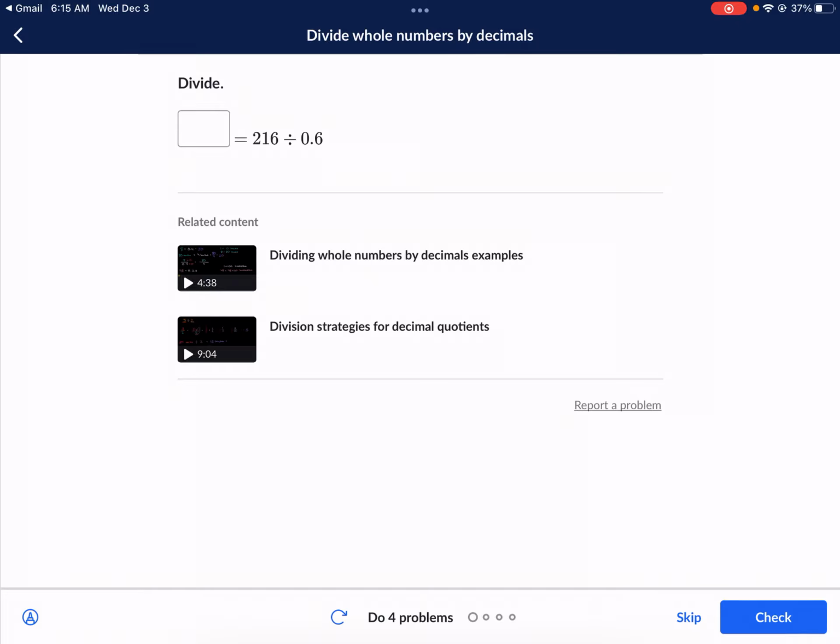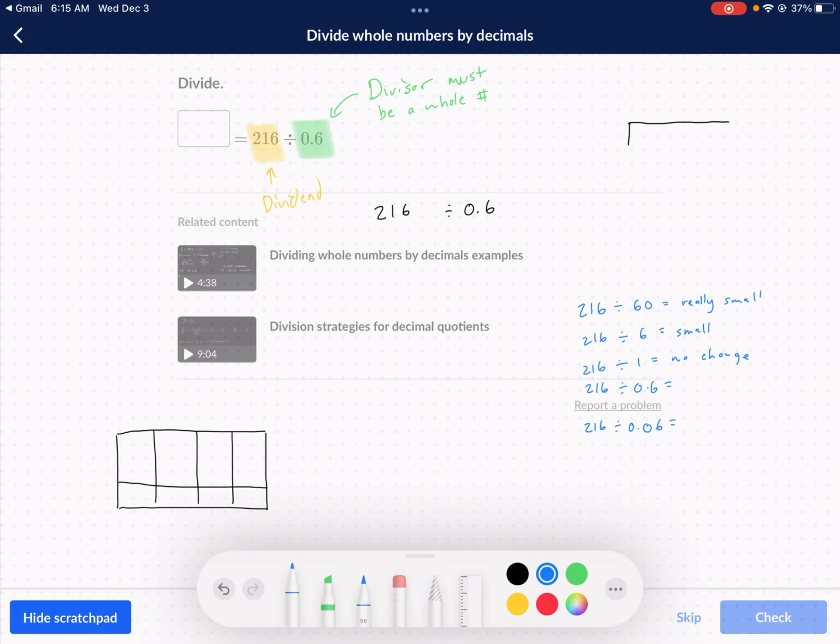There's a couple things we need to know before we take on this first problem, which is 216 divided by 0.6. You're going to see a lot of stuff on the screen, but I first want to draw your attention to the dividend and divisor in yellow and green at the top. The first number that is being divided is called the dividend, and the number we're dividing by is called the divisor. One thing about dividing by decimals is we have to have this divisor be a whole number. So we have to change our problem.